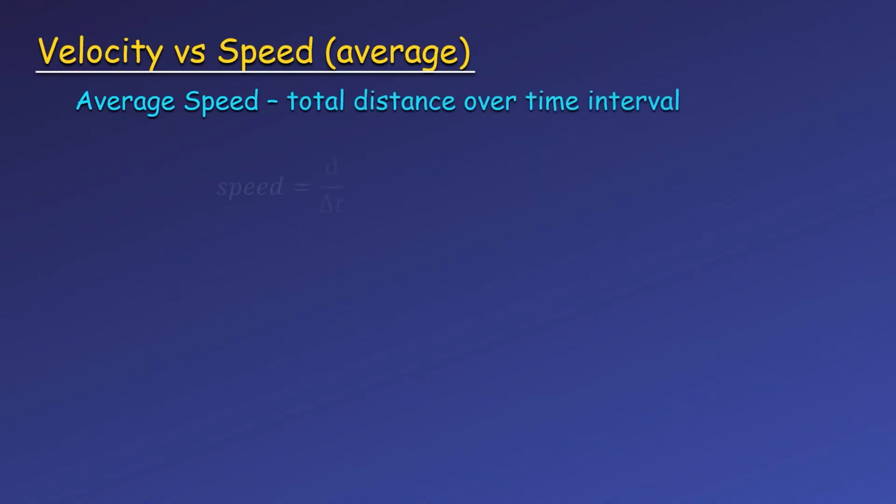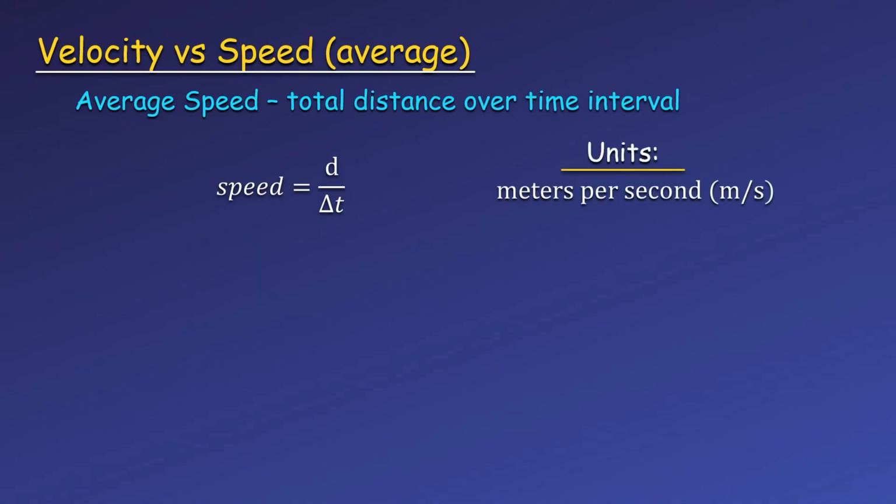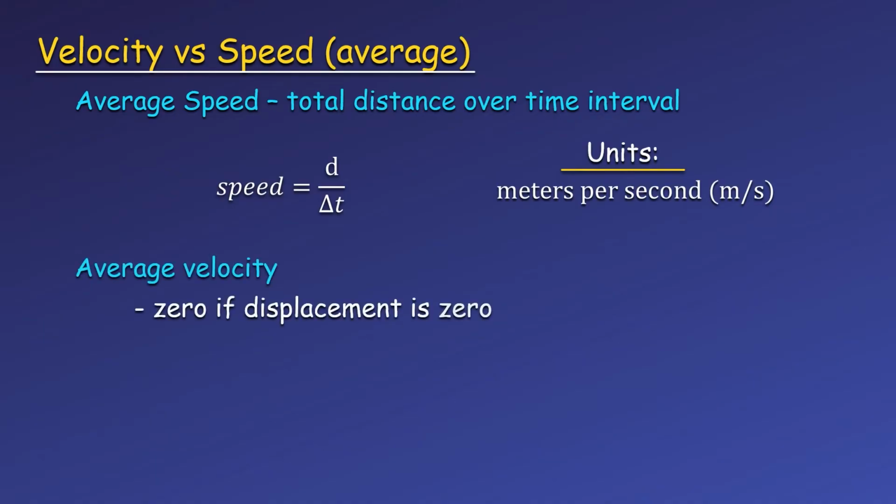Now, average speed is the total distance over a given time interval. So just as velocity is a vector and depends on displacement, speed is a scalar and depends on distance. And average speed has the same units as velocity, which are meters per second. In the same way that the magnitude of displacement and distance may be equal, in general they may not be equal. The same is true for average velocity and average speed. An object may have moved through a large distance, but if it ends where it started, the displacement is 0.